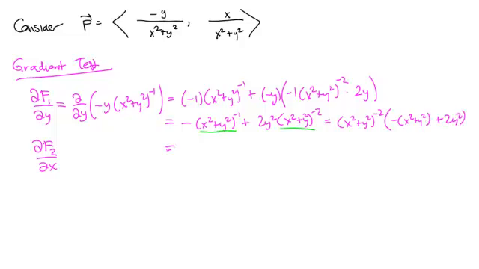And so if we clean that up, this will go in the denominator, so we'll have x squared plus y squared, squared in the denominator, and in the numerator we have negative x squared minus y squared plus 2y squared, or y squared minus x squared.